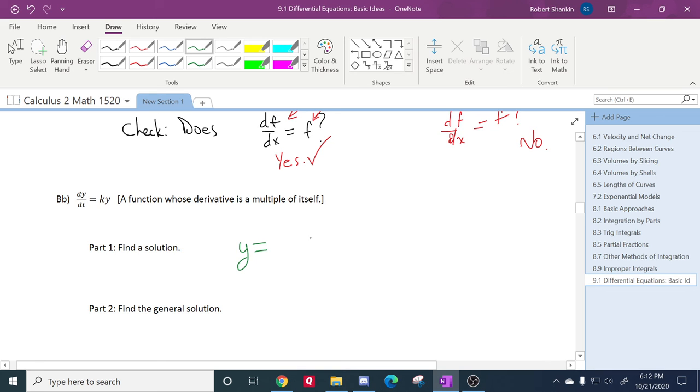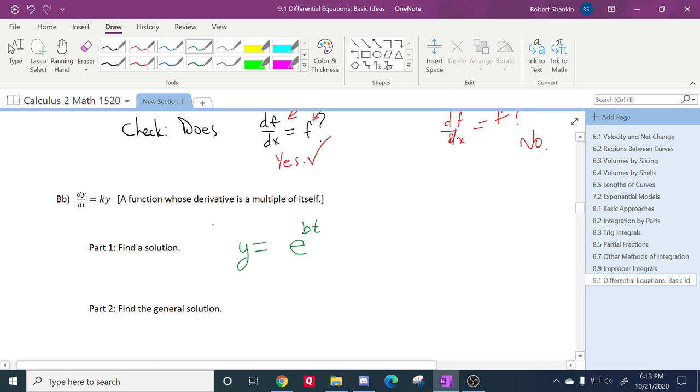Someone from my group suggested ae to the bx or ax. Yeah. Okay. I'm going to ignore the a part. I'm going to put the e to the b. Oh, not x, but t this time. Oh, yeah, sorry. b, t. All right. Now, is this really a solution?